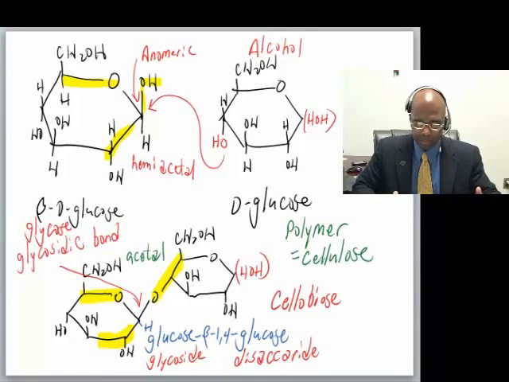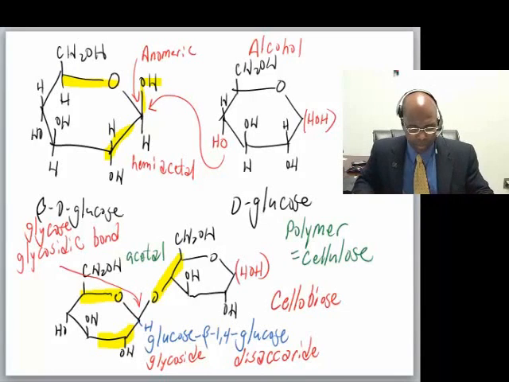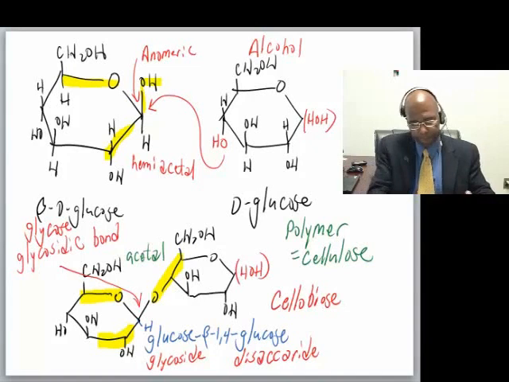So we can't digest this. But we do have alpha 1,4 glycosidases. And that's all I want to say about this glycoside, or this disaccharide, in terms of its naming. There's one additional thing I want to say about this disaccharide and any other polymers, even monosaccharides to an extent.